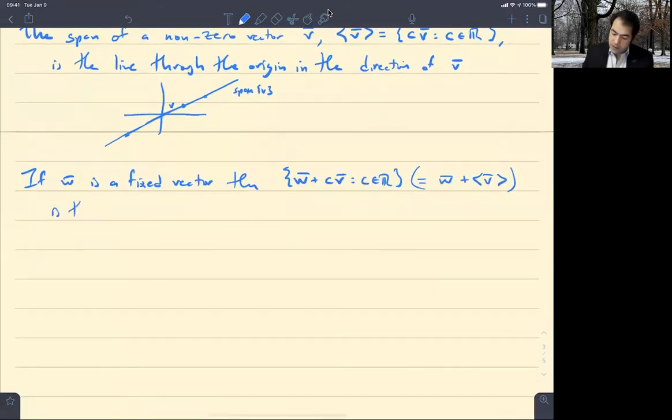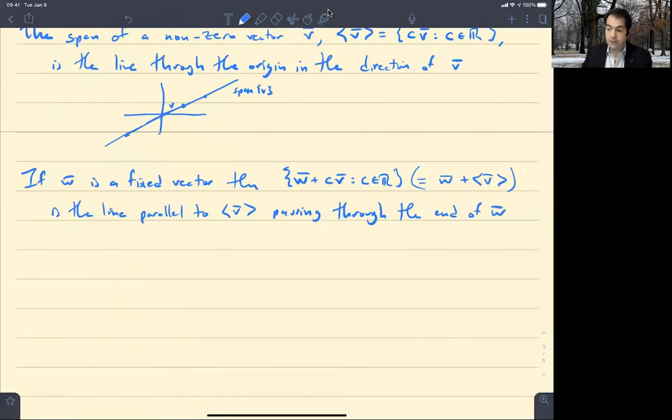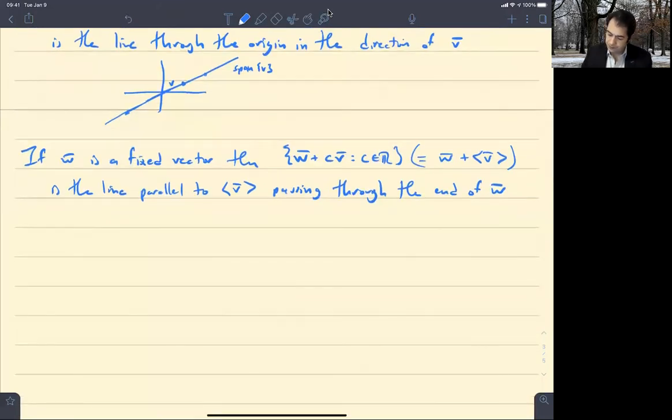This is the line parallel to the line we just drew, the span of v, passing through the end of W. So let's say that this is W and this is V, like we had before.